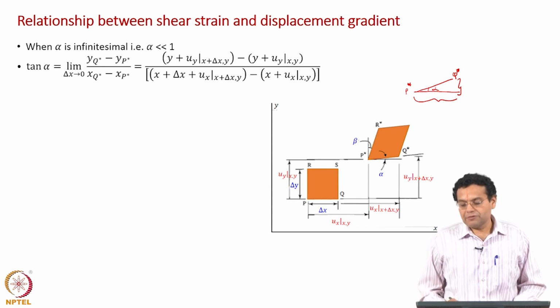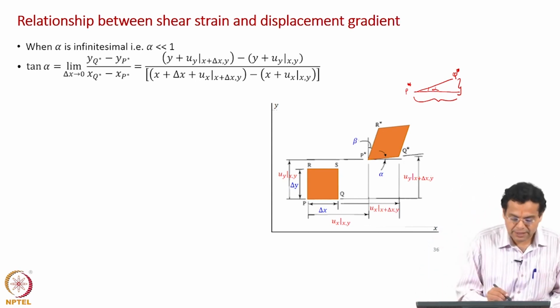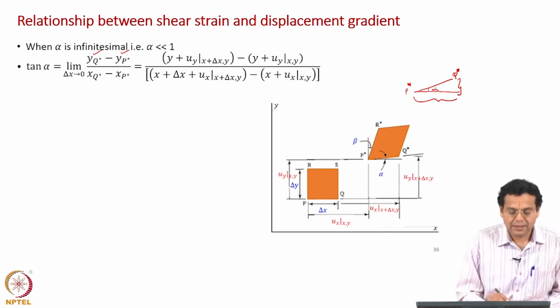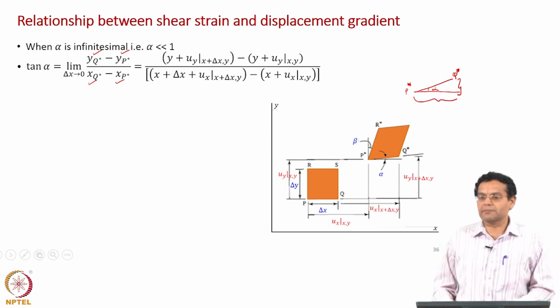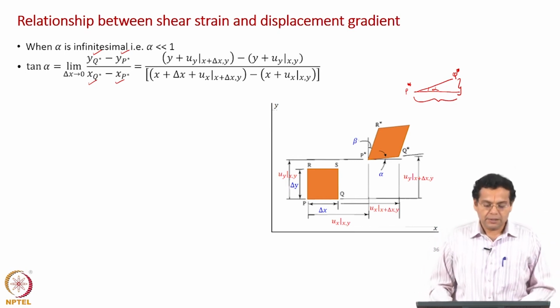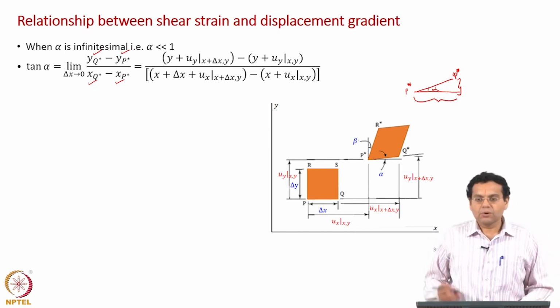So, difference in y coordinate by difference in x coordinate, that is what I have written here: y q star minus y p star divided by x q star minus x p star, difference in y coordinate by difference in x coordinate. Now, how to find the new coordinate? Old y coordinate plus the vertical displacement.